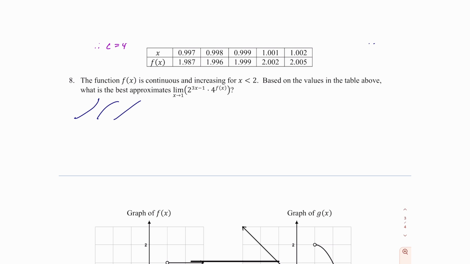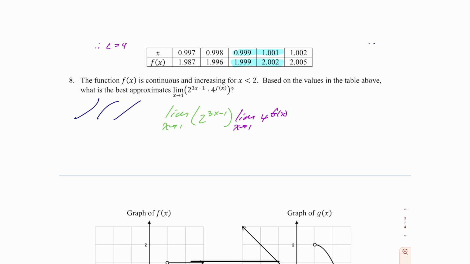Times 4 to the f of x. So the real question is, what do we think the limit as x approaches 1 of f of x is? So 1 is in between these. I'm going to say 2 is definitely the best approximation. So I'm going to do the limit as x approaches 1 of 2 to the 3x minus 1, and then also the limit as x approaches 1 of 4 to the f of x.